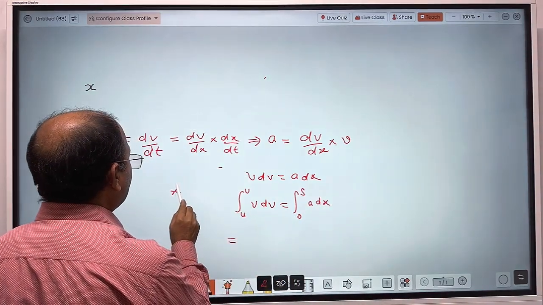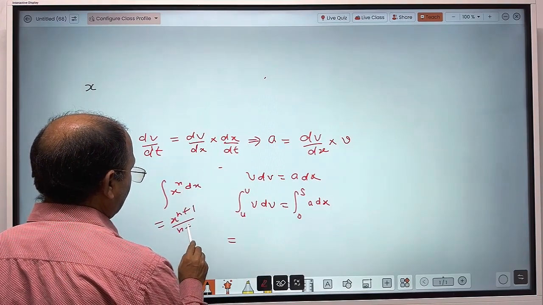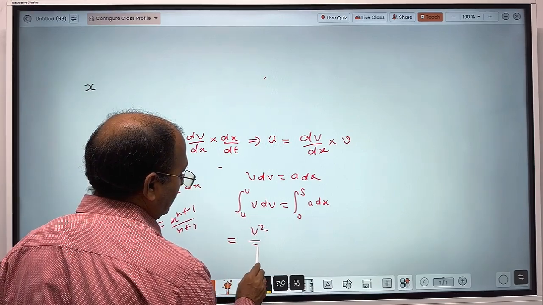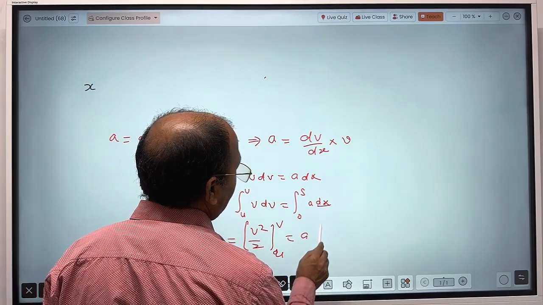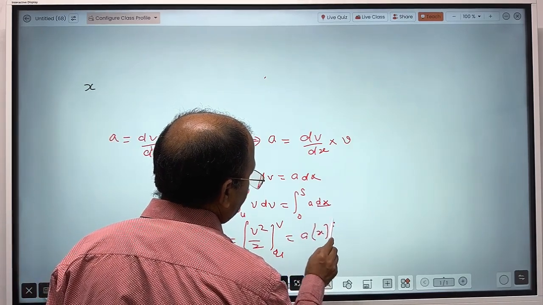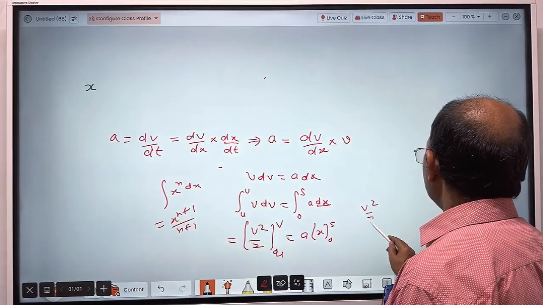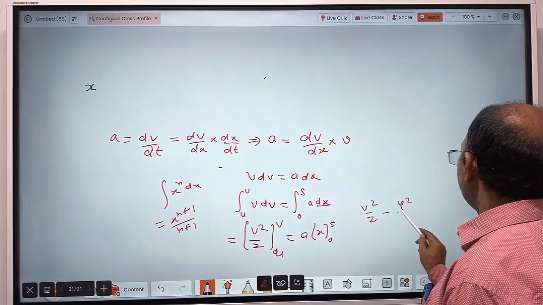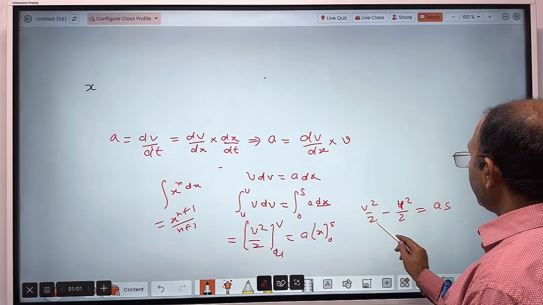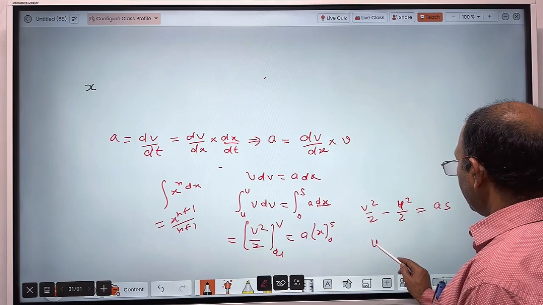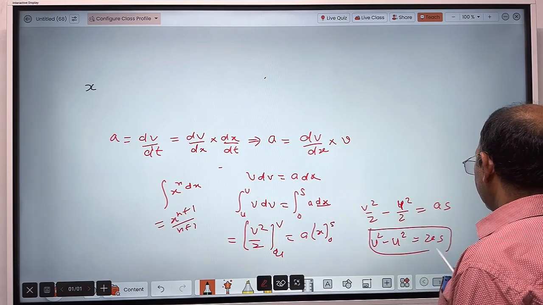So as per the rule, you know integration x power n dx gives x power n plus 1 upon n plus 1. The same rule applies here, so this will become v square upon 2, limits u to v, equal to a times integration dx, which will give x only, limits 0 to s. We simplify. First we put v, so it will remain v square by 2. Then we put u, so this will become u square by 2, equal to as. Now we can multiply each term by 2, so we will get v square minus u square equal to 2as, which is the third equation of motion.